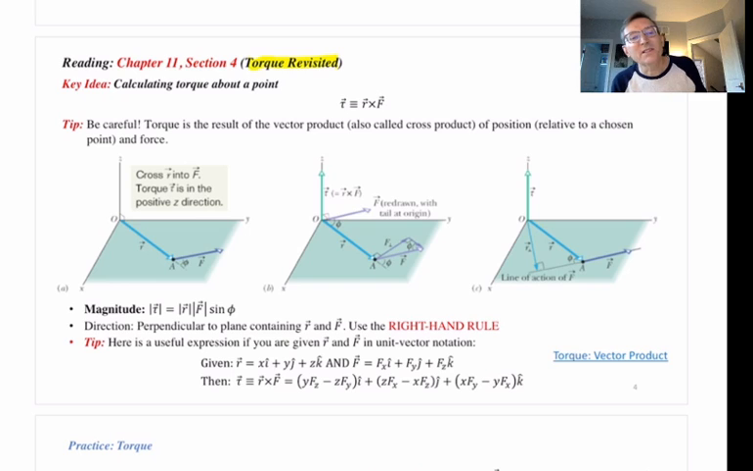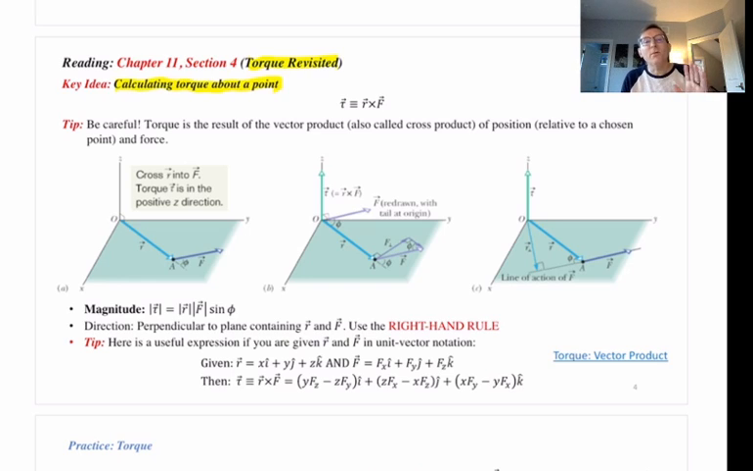What we're going to do in this section 4 of chapter 11 is extend that idea of torque a little bit. We're no longer going to require an extended axis of rotation, like the line along the hinges of a door, but we're going to recognize that a force can cause rotation about a single point. It doesn't have to be an extended axis, just a single point. And we want to calculate the tendency of the force to cause rotation about a point. We're talking about calculating torque about a point.